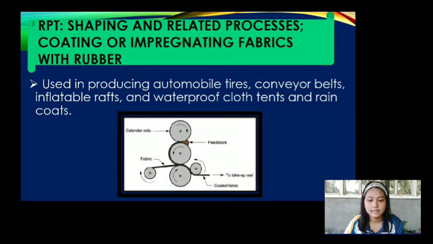And next is the shaping and related process, coating and impregnating fabrics with rubber. So in here, it is used in the production of automobile tires, conveyor belts, inflatable rafts, and waterproof coats, tents, and raincoats. So here on the screen, it shows the calendar rolls, the feedback stack of the fabric, the take-up reel, and the coated fabric.